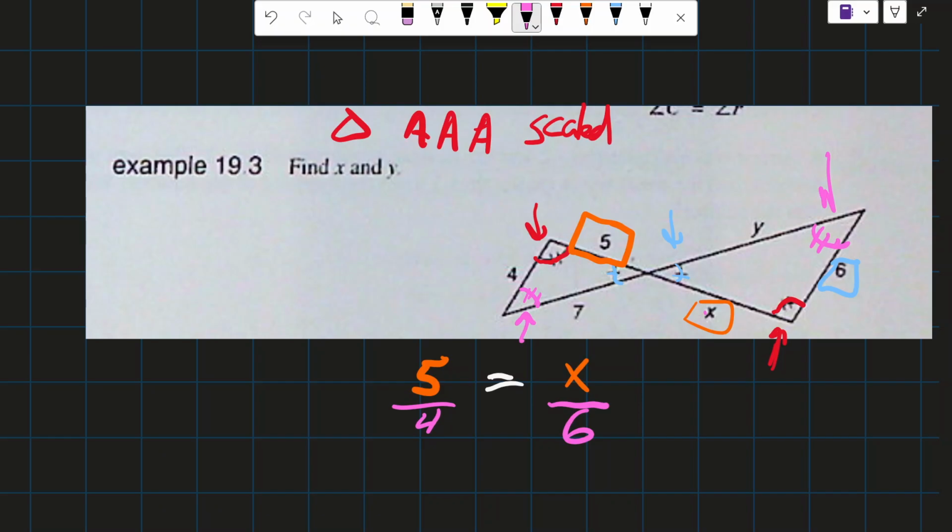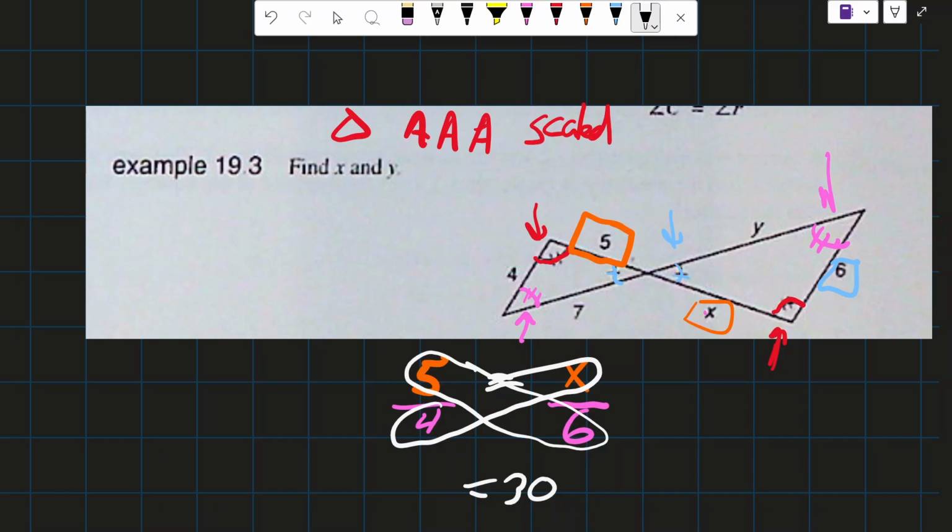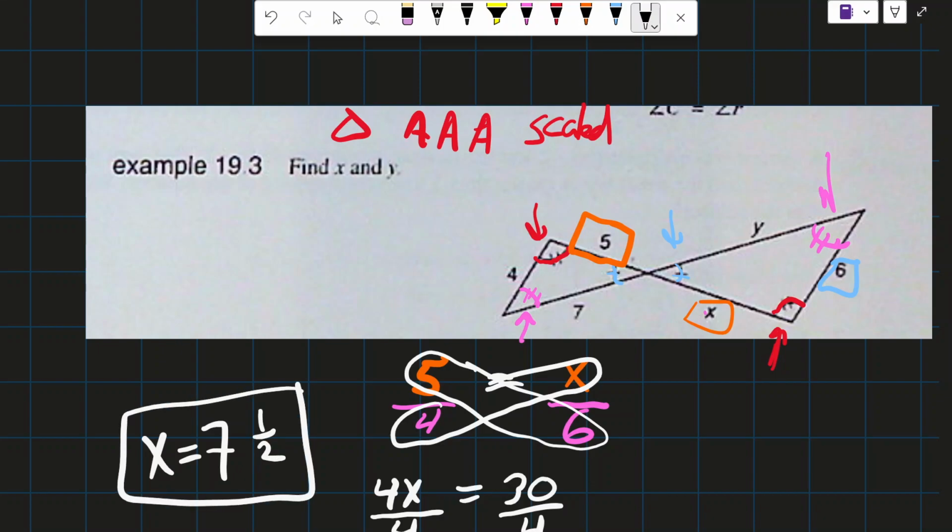All right. So now I can find what the value of x is, right? By doing the cross product, right? So I'm just going to do 5 times 6 is equal to 30. And 4 times x, I get 4x, right? And then to get rid of the 4, we divide it out, right? And 7 times 4 is 28, with 2 left over, right? And 2 over 4 will be a half, right? So 7.5 is the x, 7.5.